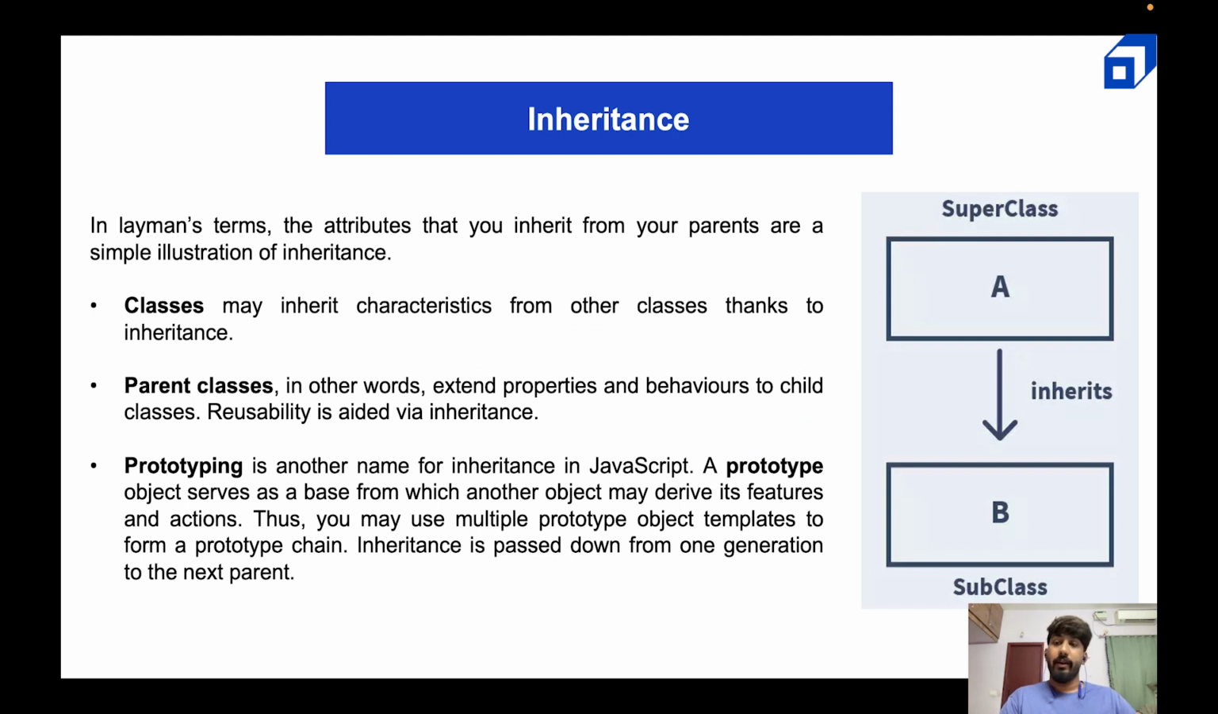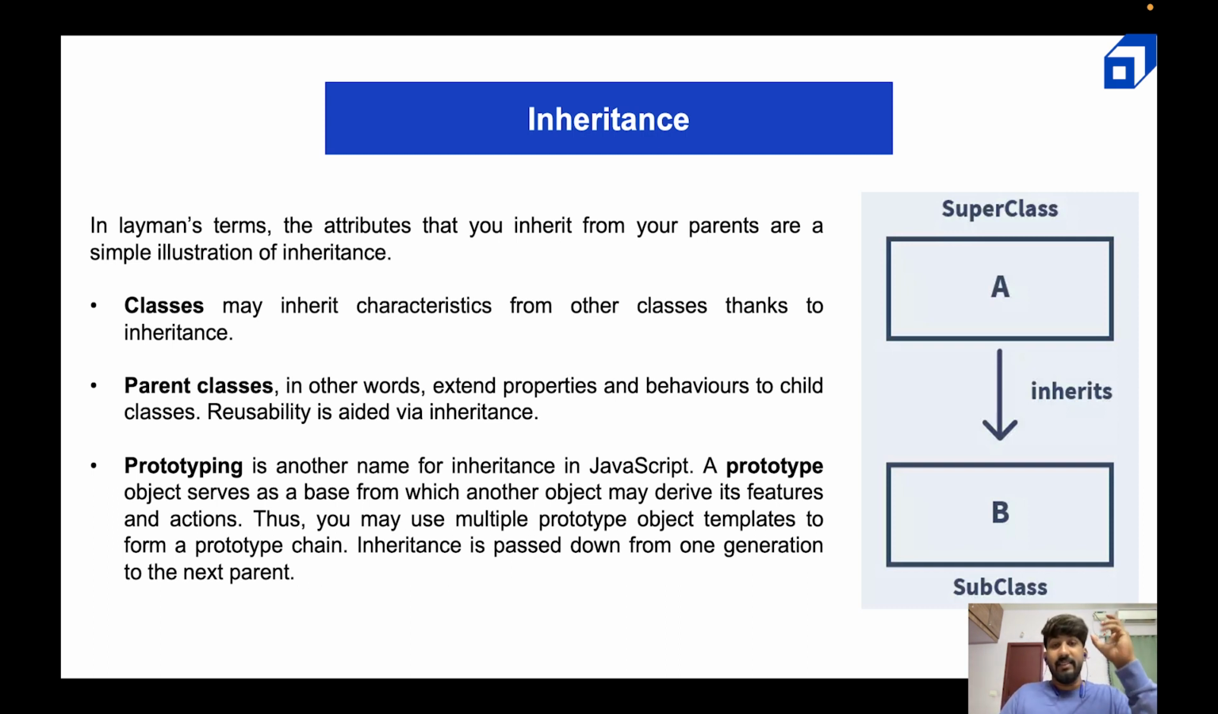Starting off with inheritance. In layman's terms, the attributes that you inherit from your parents are a simple illustration of inheritance. For example, you would have got some attributes from your father, and some attributes from your mother. So you're basically inheriting those attributes from them, right? It could be a physical attribute, a mental attribute, or a habitual attribute. But you're inheriting it from your parents.